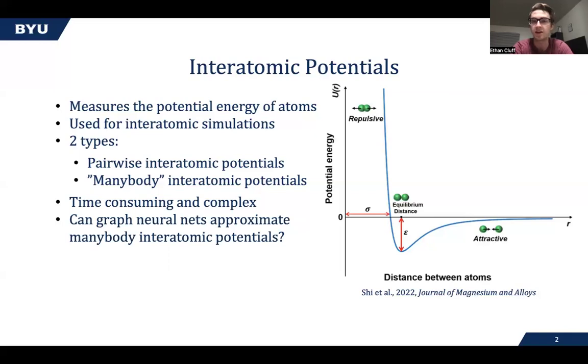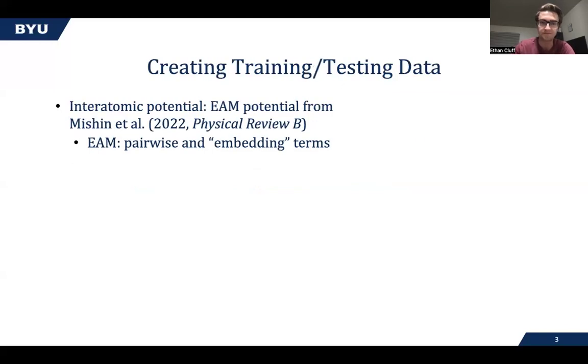And since machine learning can often result in time savings, I asked the question, can we approximate this behavior using a graph neural network? The interesting question is graph neural networks themselves have an inherently pairwise behavior, but graph neural networks can also take into account messages from neighbors of neighbors, and the nonlinearity in the potential itself can potentially help take into account some of these many body effects.